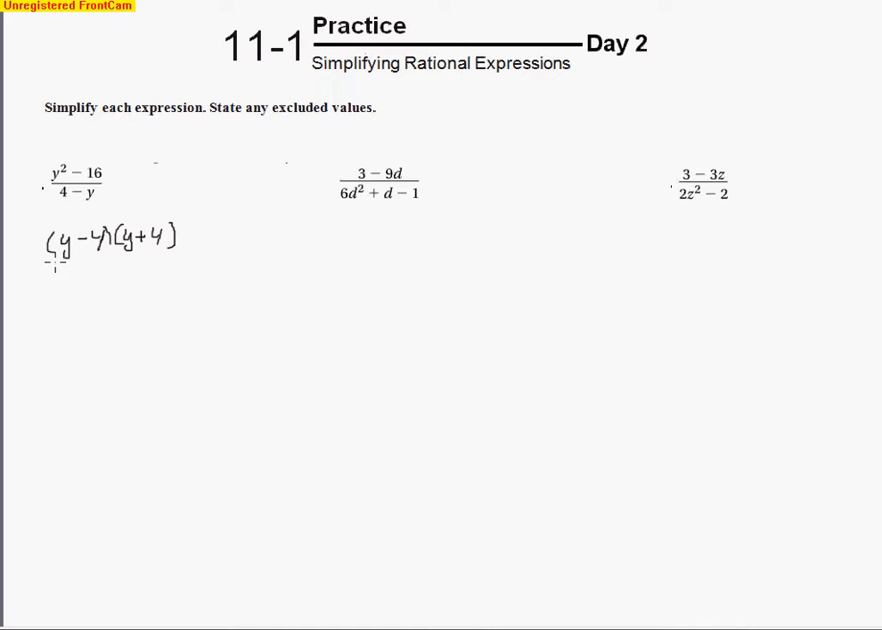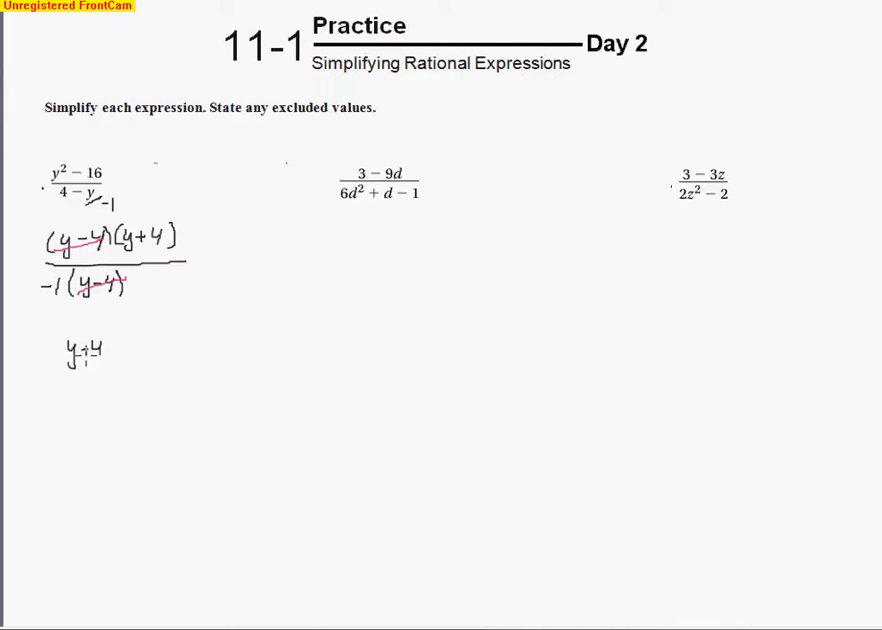And then down below, you see it's a 4 minus y. We had talked about one problem like this on the last lesson, where this is just not quite the same as y minus 4. Both signs are opposite. And so what I'm going to do is take out a negative 1. And when I do that, then the signs will switch. The y will become positive, the 4 will become negative, and now we can go ahead and reduce the y minus 4. And so what's left over? Well, we still have the y plus 4, but over negative 1.